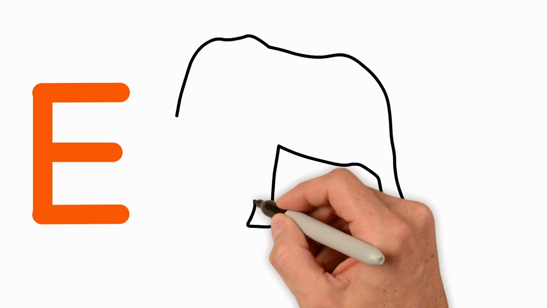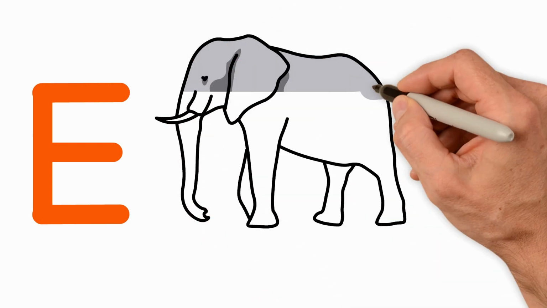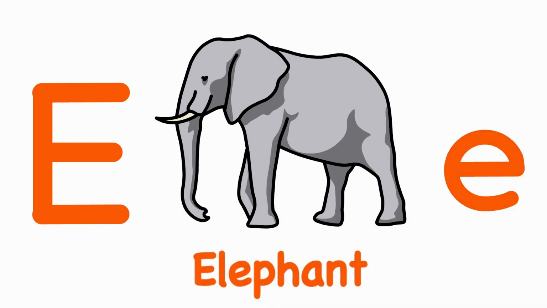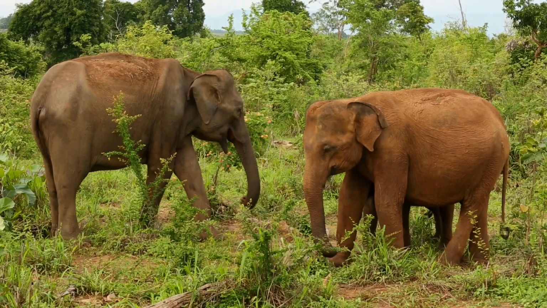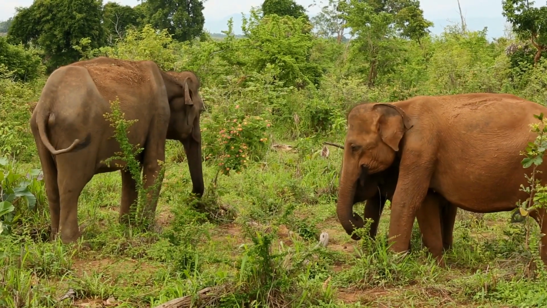E. E for elephant. X, Y, and Z. Now I know my ABCs. Next time, E for elephant. Come on, kids. E for elephant.